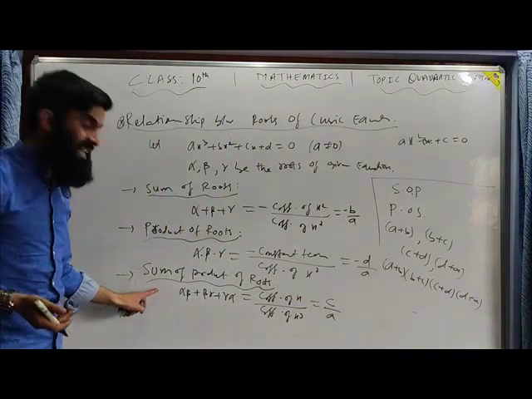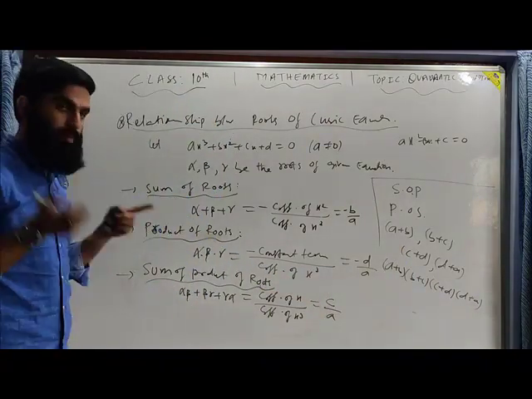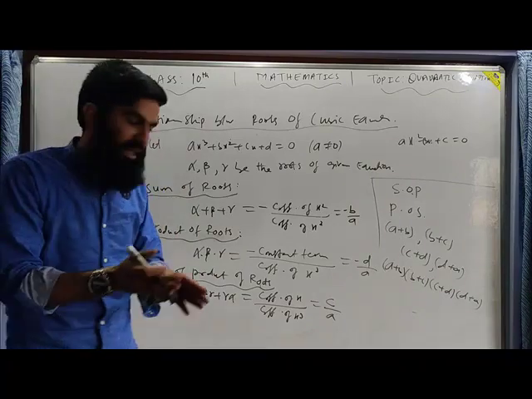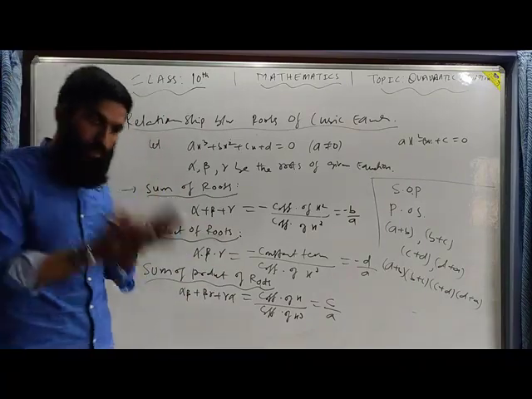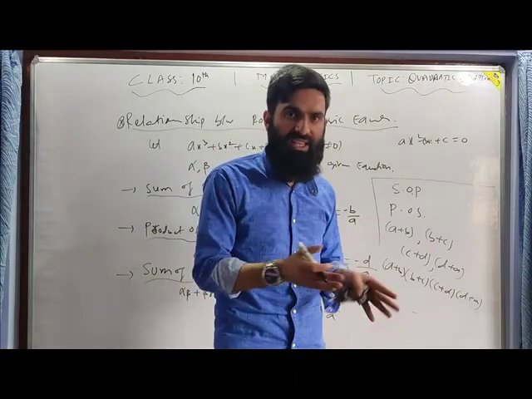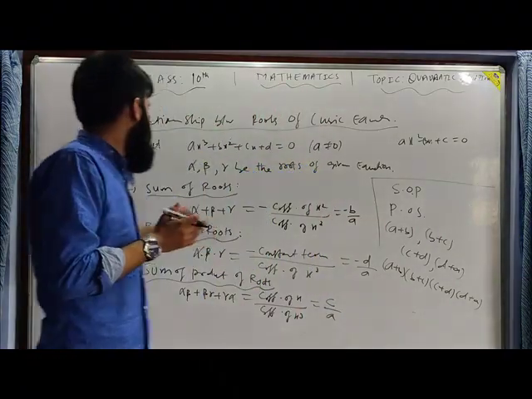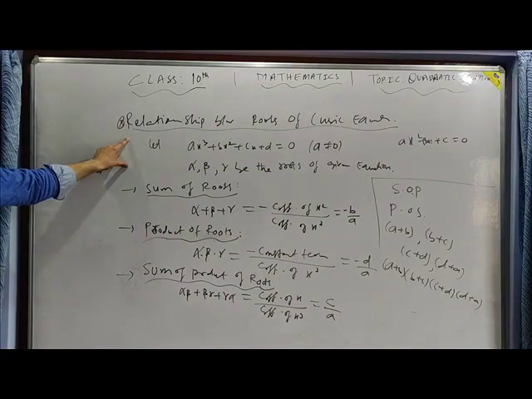Now, what we are considering here is sum of products. We will take first the product of roots, then we will take their sum. That sum of product of roots in a cubic equation is given by coefficient of x divided by coefficient of x cubed. So, this is a little bit of introduction regarding the cubic equation.